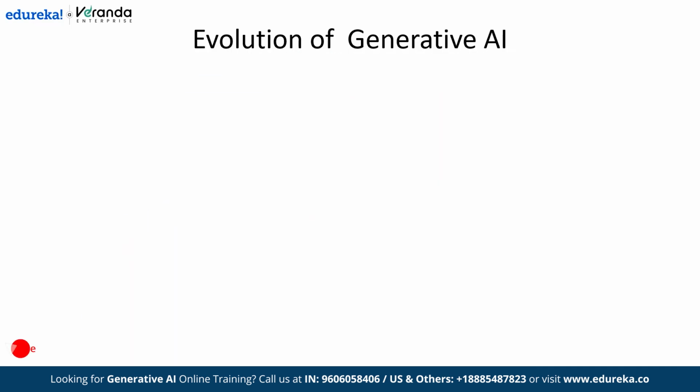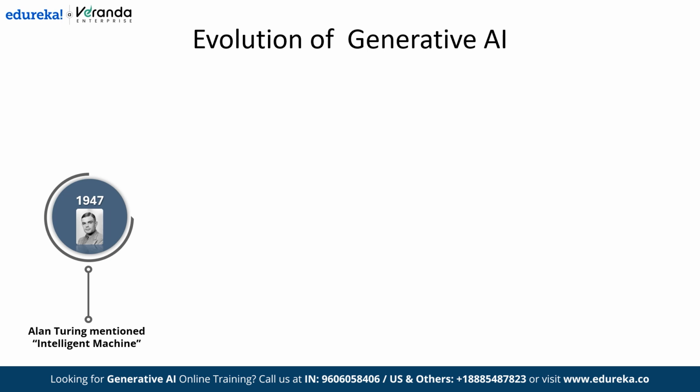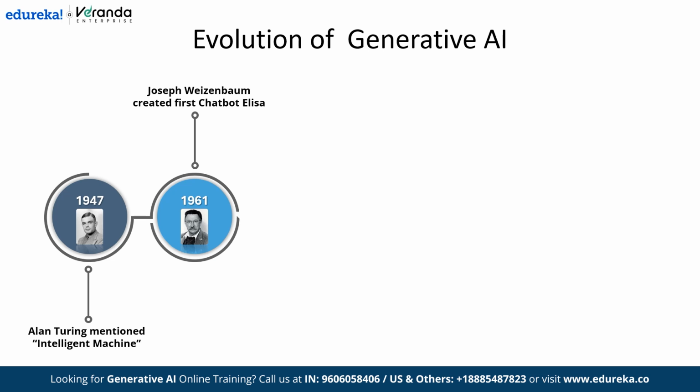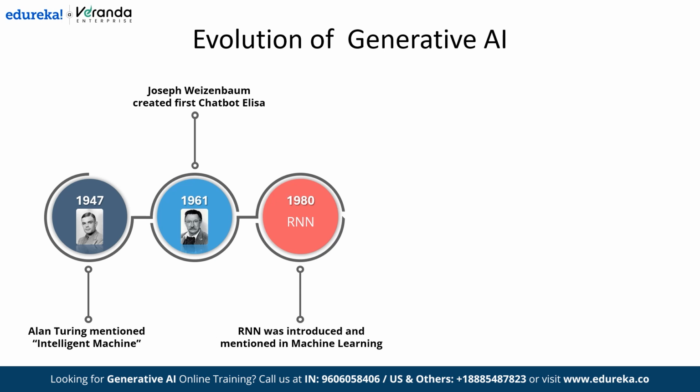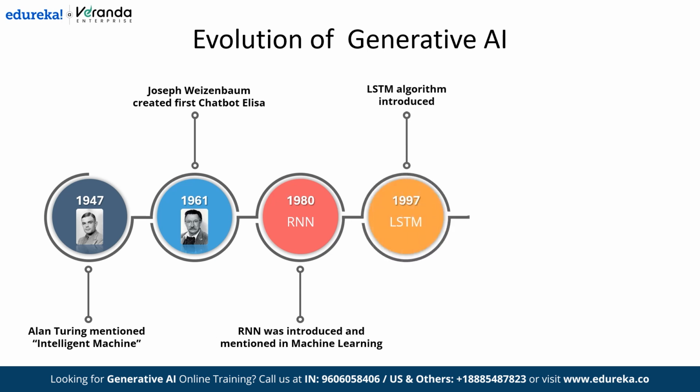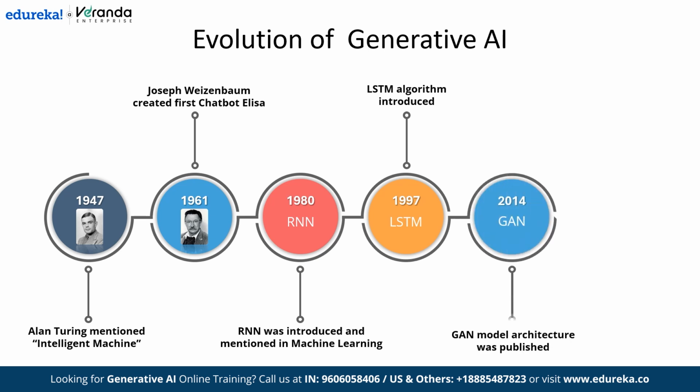Now that we have seen the applications, let's step back and look at the journey that brought us here. Basically, our journey starts in 1947 with Alan Turing's concept of intelligent machines. By 1961, Joseph Weizenbaum introduced ELIZA, the first chatbot. The 1980s saw the birth of recurrent neural networks, while 1997 brought long short-term memory networks to tackle sequential data. And then GANs emerged in 2014, transforming creative tasks.